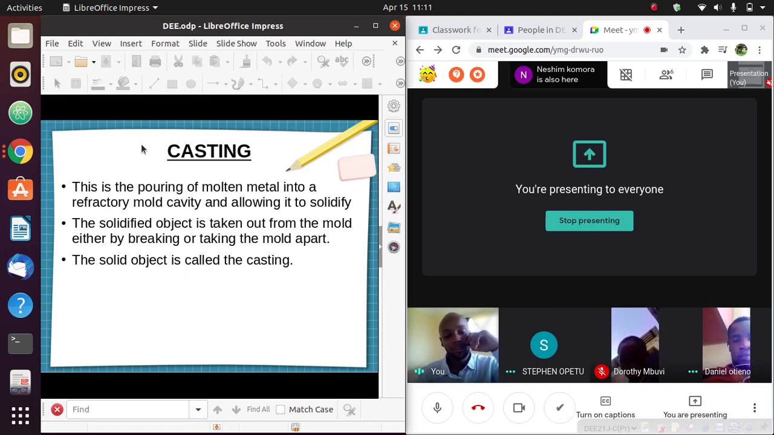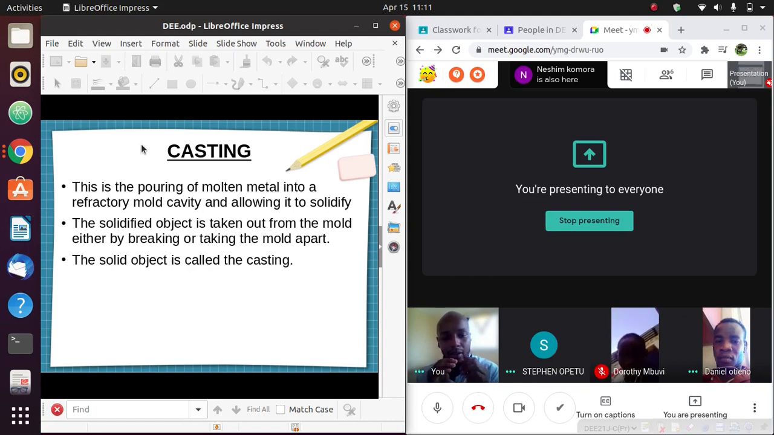So this is the process of, you have a cavity, a mold. A mold ni ile structure ambayo you make. We'll see some videos so that we can have a very rough idea of what this process is. So you will take molten metal and you will pour it in a cavity, katika shimo.